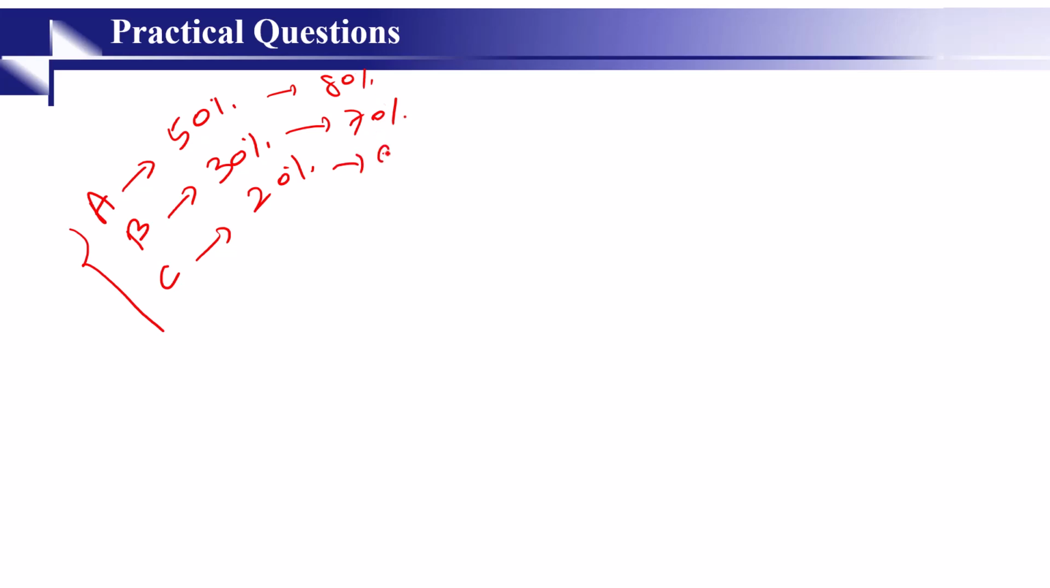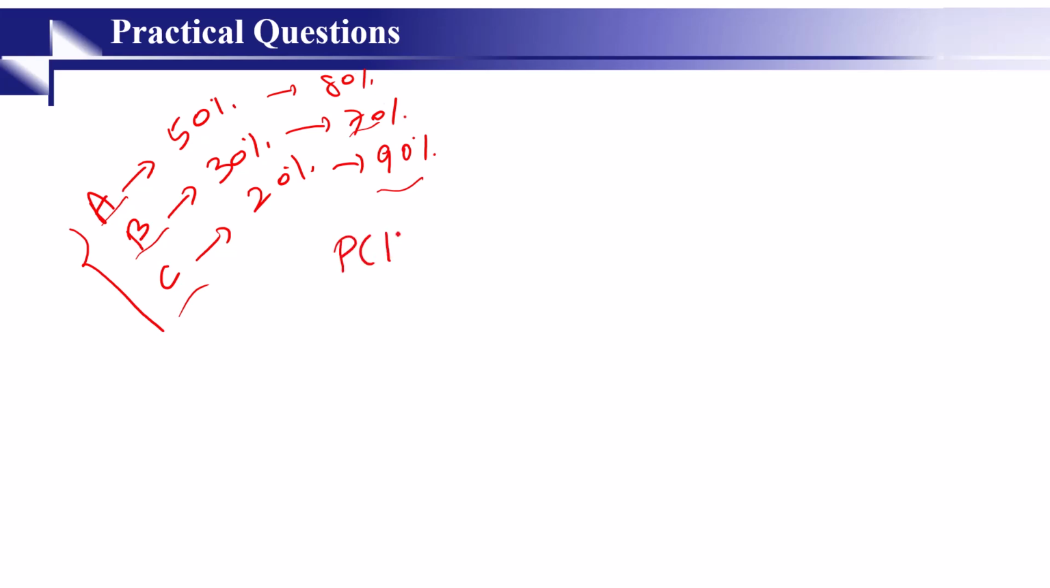and 90% from C. So the probability of finishing homework on time is 80% with application A, 70% with application B, and 90% with application C. Application C is better compared to A and B. What is the probability that a student finishes homework on time? So we use the law of total probability.